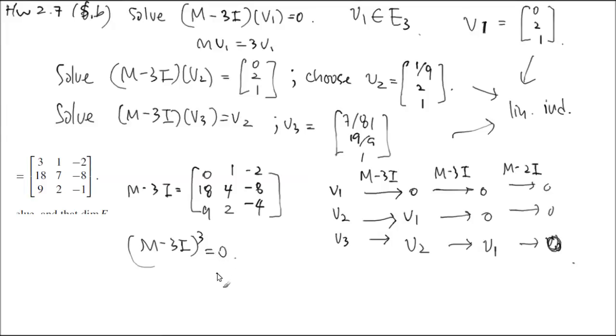Those who take algebra, this is like the multiplicative order, the order of this one as a group. Right? M minus 3I cubed is 0. M minus 3I squared is not 0. There's 0, 0, but hey, there's a non-zero map. M minus 3I to the first is definitely a non-zero map. So that's that. So we have the same structure as before.